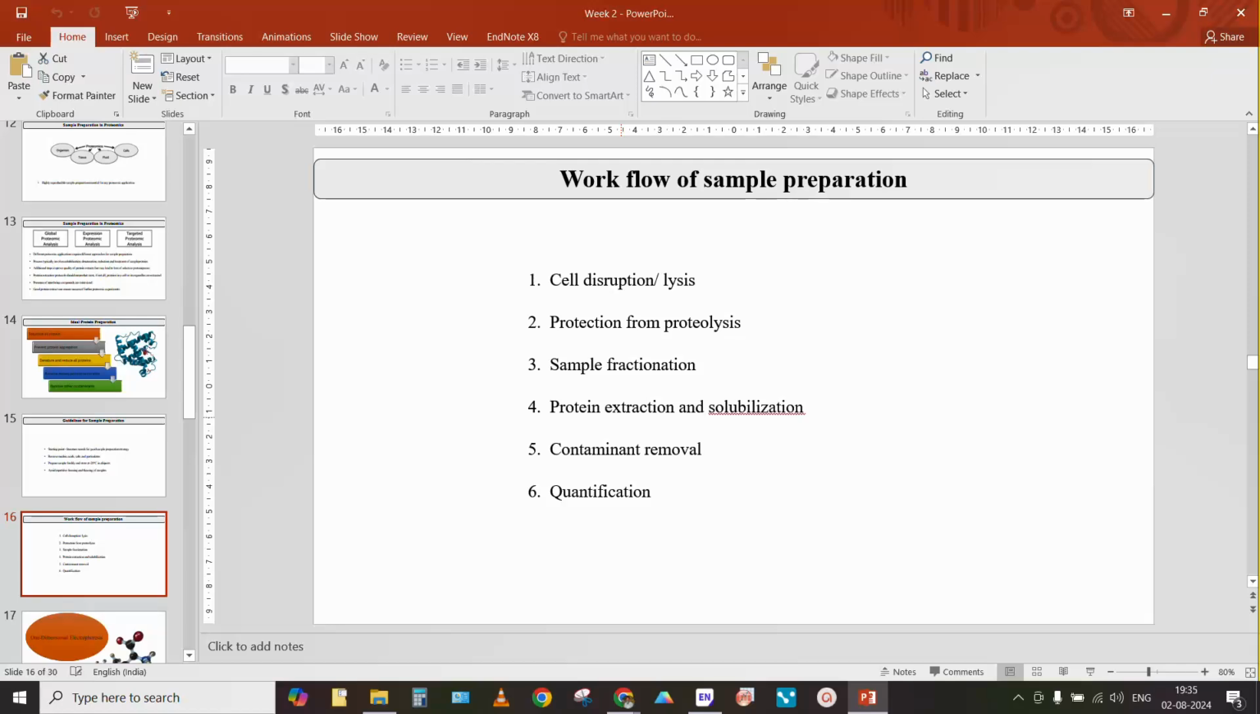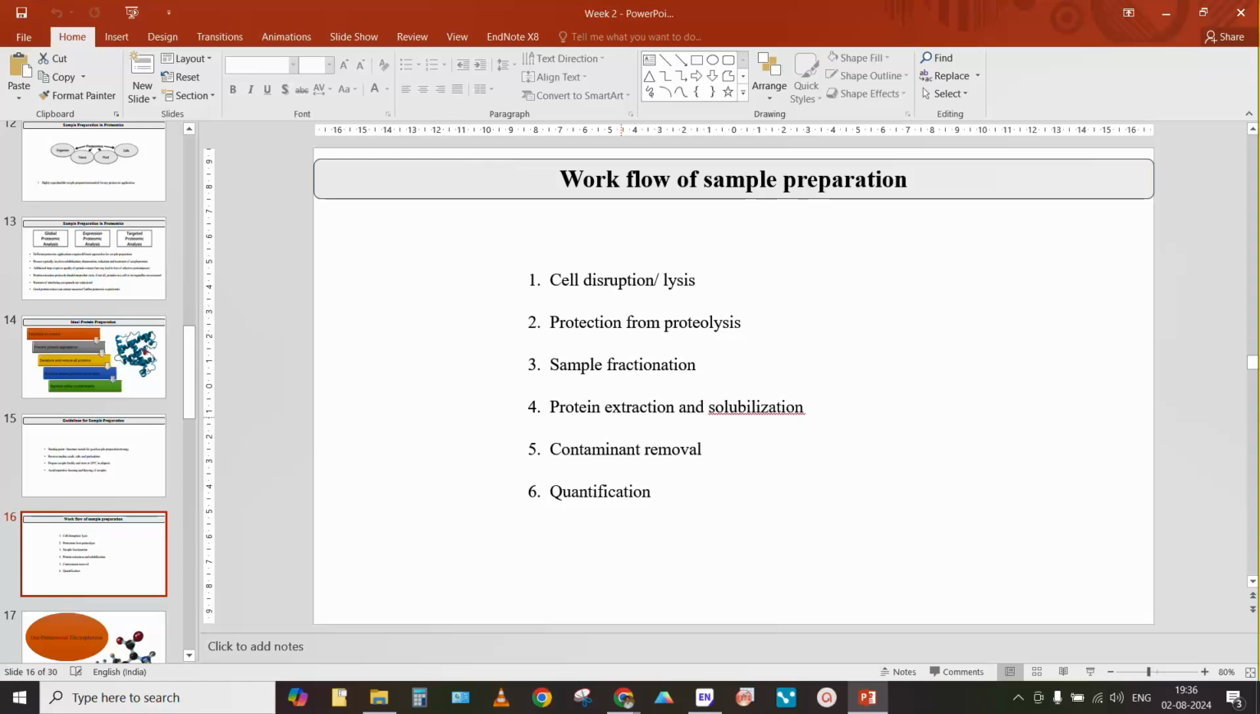Second, protection from proteolysis. Third is sample fractionation. Fourth is protein extraction and solubilization. Fifth is contaminant removal, and sixth is quantification. I'll cover these one by one, and I'll go into the very basic things and the basic principles of these workflow topics.